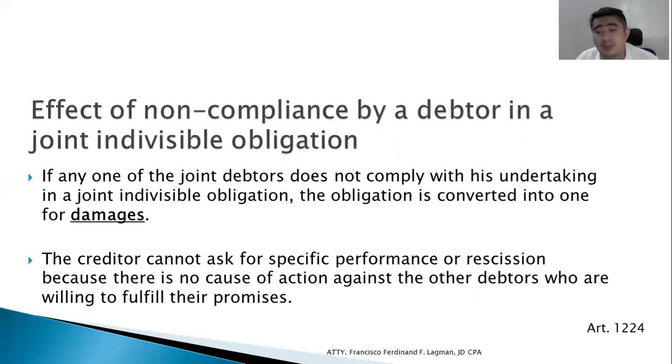Let's say A, B, and C oblige themselves to deliver a car to D. A and B want to deliver, but C refuses. The car cannot be delivered because one joint debtor refuses. So in that case, the obligation is converted into one for damages. Just money will be paid, with additional damages for the one who refused.